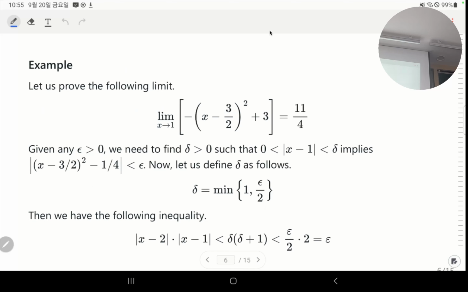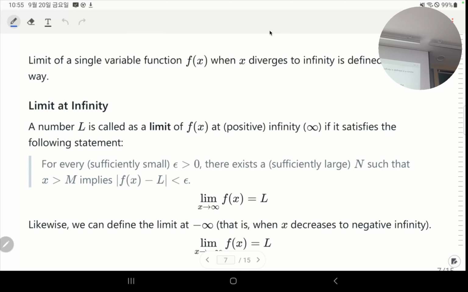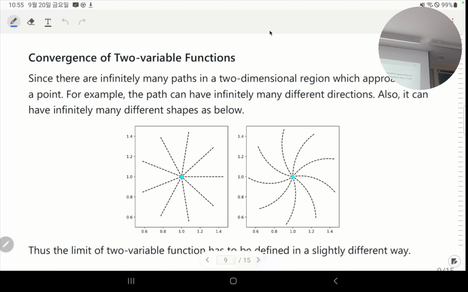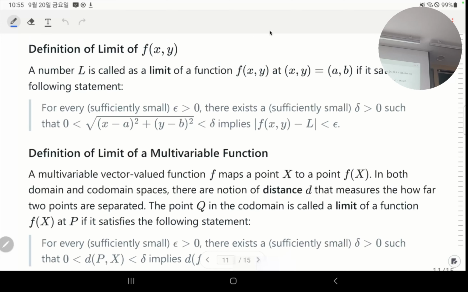Let me skip to case 2 here. In the case of a two variable function, the same applies if I replace the difference with a difference between 2 points. What's the meaning of the difference between 2 points? That's the distance between these 2 points. So it says a number L is called the limit of a two variable function f(x, y) at a certain point if it satisfies this statement, which is the same epsilon delta statement formulated slightly differently.